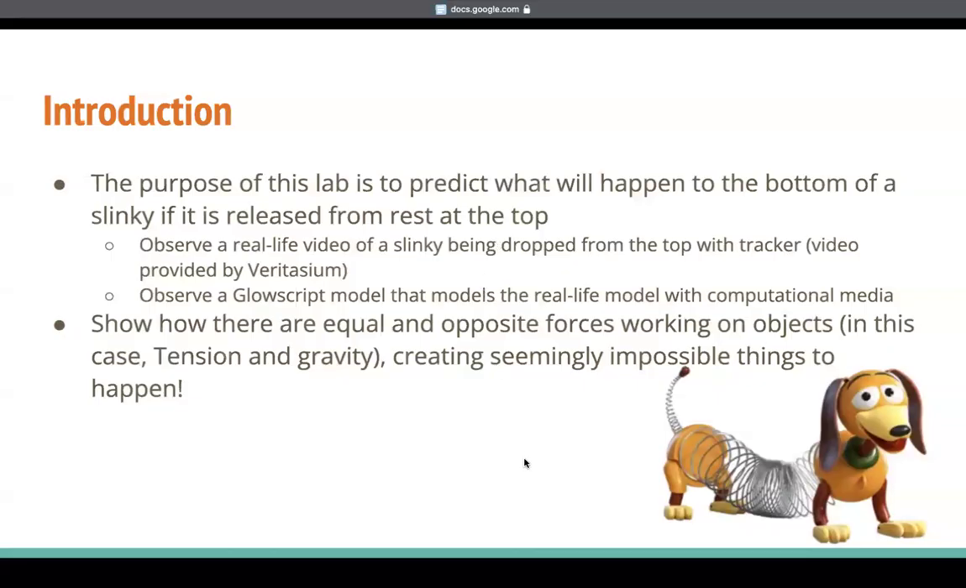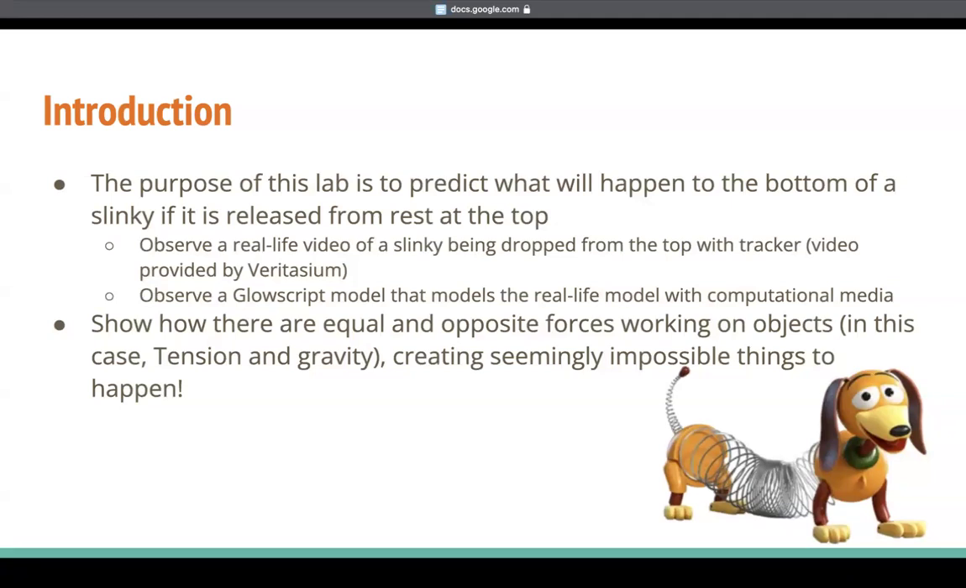So the introduction: basically, the purpose of this lab is to predict what will happen to the bottom of a slinky as it is released from rest at the top. What we're going to be doing is observing a real life video of a slinky being dropped from the top with Tracker, with the video that is provided. And then we're going to be observing a GlowScript model that models that real life model. And then we're going to be comparing them.